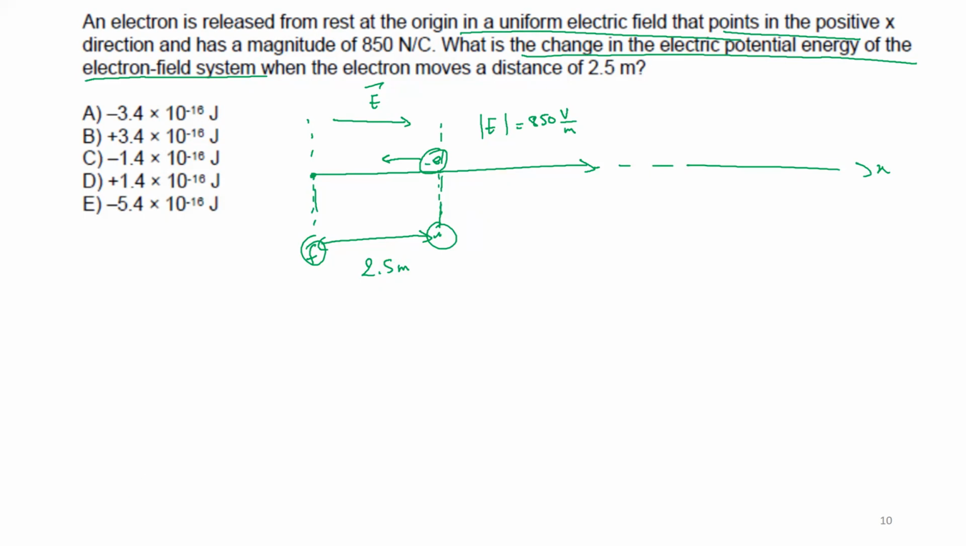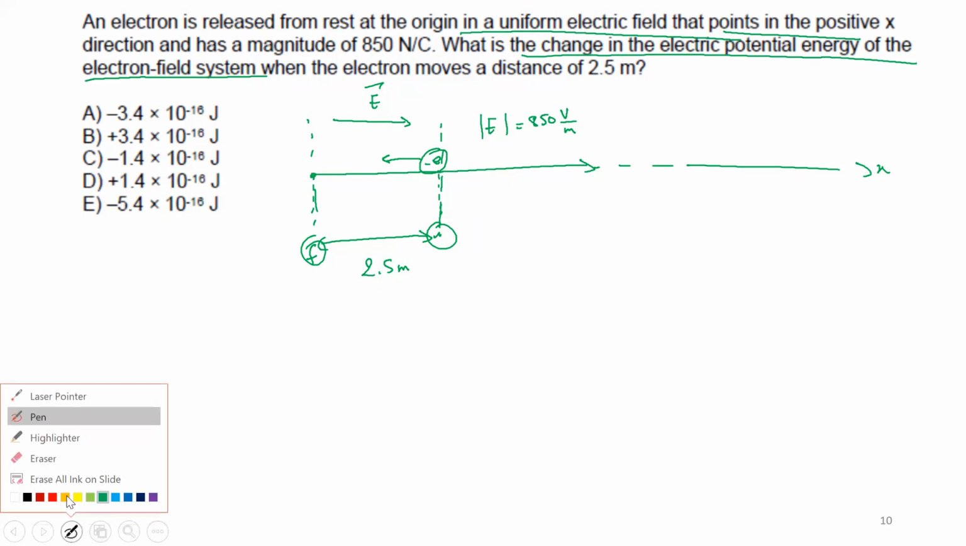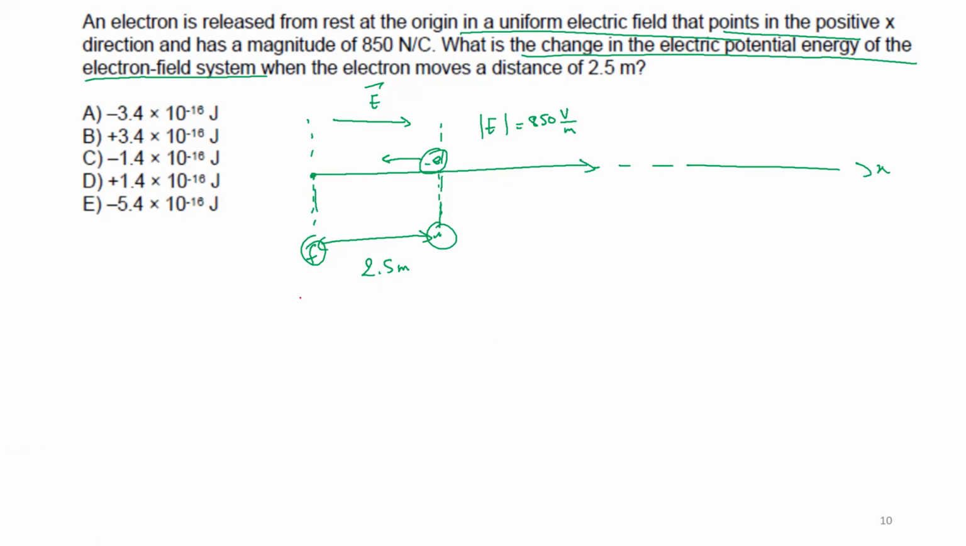Well, let's change color first. Let me choose a different one. What's the displacement? I start at the initial position here. This is my origin, this is 0, and I'm moving in the negative direction. So my displacement is this. Okay, good. Now, we want delta U.